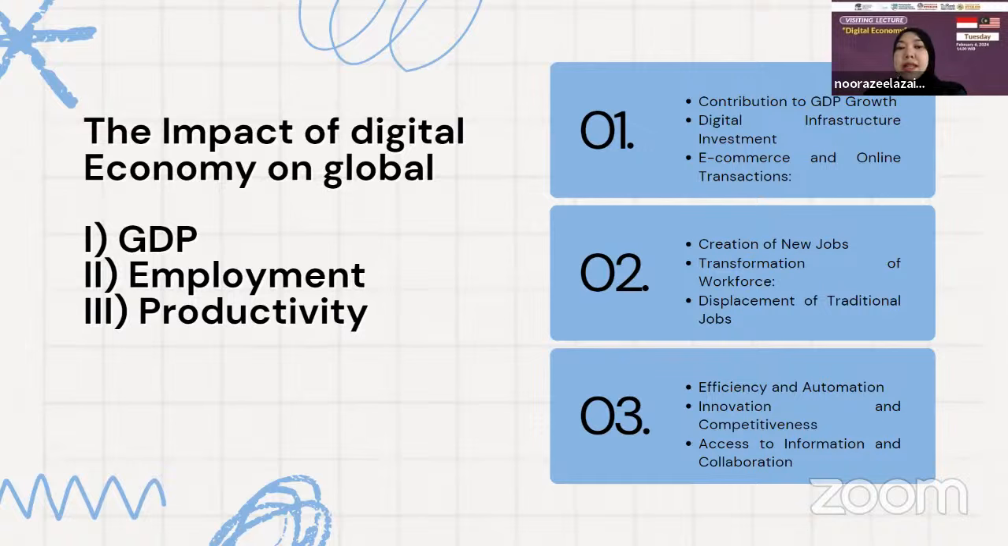And then access to information and collaboration. Digital technology facilitates access to information, communication, and collaboration, enabling employees to work more efficiently and effectively. This enhances productivity by reducing communication barriers, enabling real-time collaboration, and facilitating knowledge sharing.